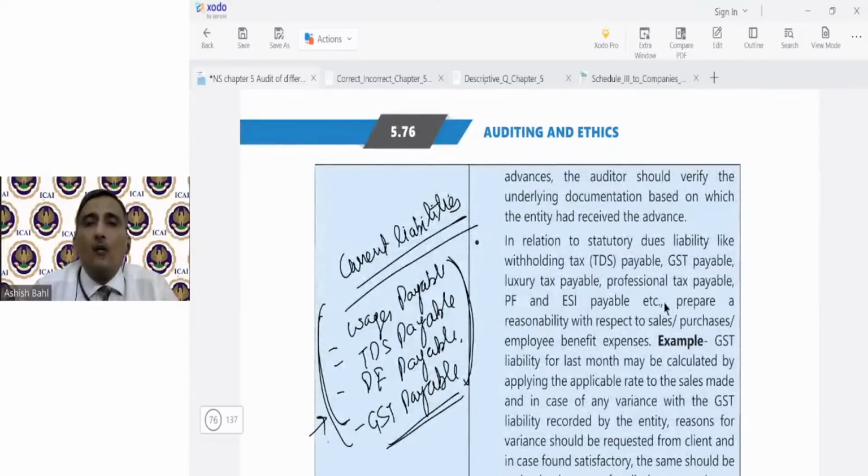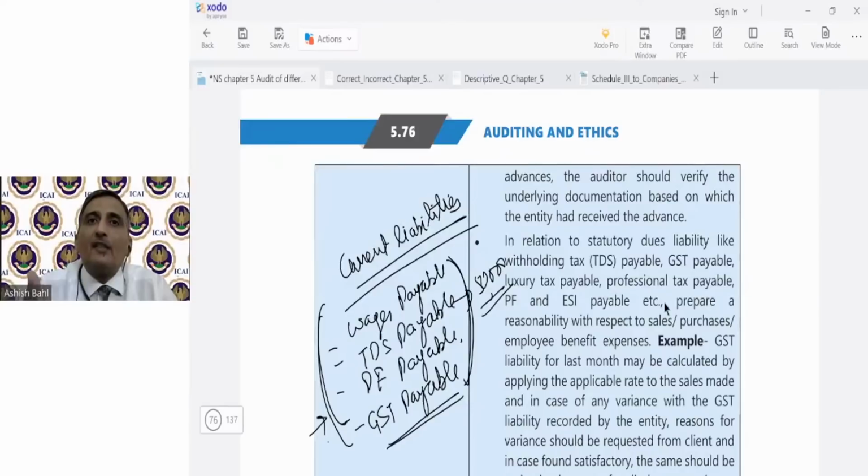Obviously, one important procedure could be to trace these entries in subsequent periods to see whether these have been in fact paid or not. Say if TDS payable is coming in your books, students, that is say rupees 50,000, you would see whether in the month of April it has been paid or not, and whether the provision made is correct or not. This you have also to see.